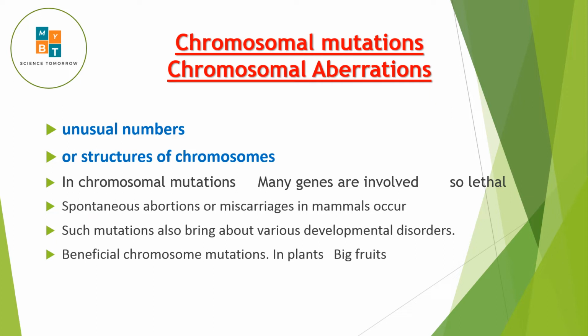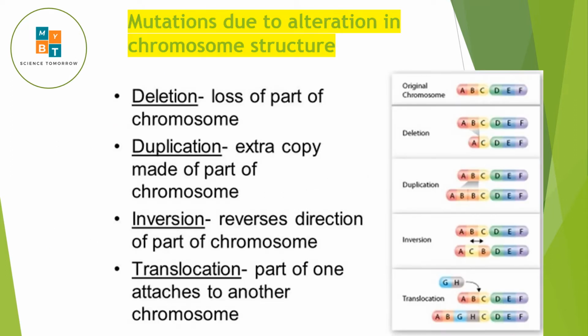Also, some chromosomal mutations we can see on the outside, which means that they are not lethal, they are living, but they have developmental disorders. On the other hand, in some plants, chromosomal mutation will give a beneficial effect. They will have big fruits. We call them gigantic plants. Right. So first we will discuss the mutation due to alteration in chromosomal structure.